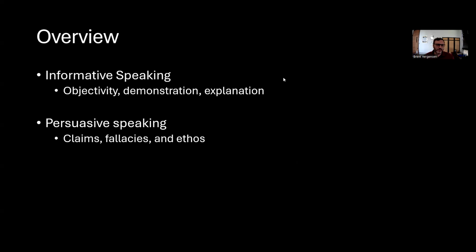Some of the highlights that I want you to be aware of, and hopefully use with both of these, are in this overview of what we're going to go over. In informative speaking, you need to be objective. There are two ways to do that, really: demonstration and explanation. In persuasive speaking, you need to understand that you're making claims, be aware of fallacies, and know the Aristotelian proofs, which is what ethos is. I'll get there in a moment.